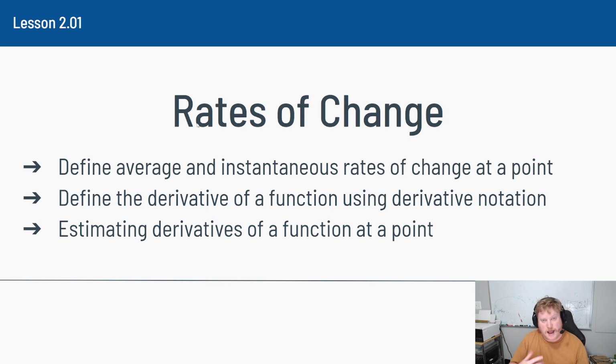We'll define average rate of change and instantaneous rate of change. We'll also define the derivative of a function using the derivative notation, and estimate derivatives of a function at a point.